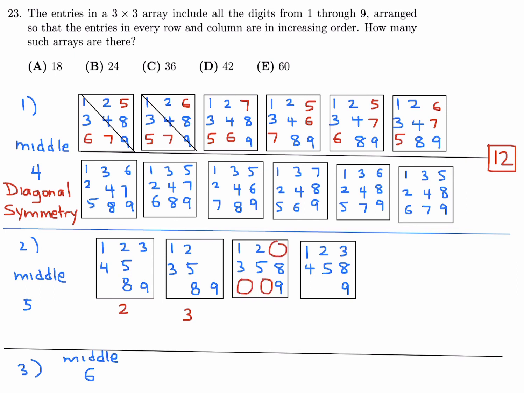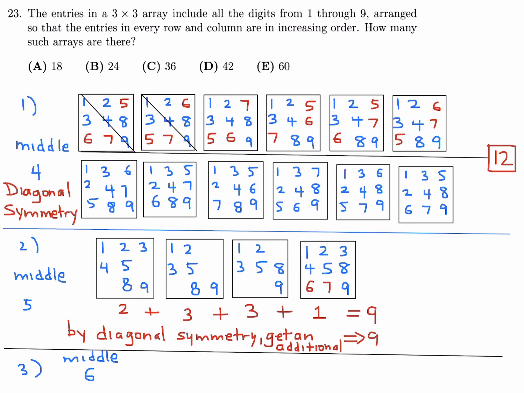Similarly, since there's 3 here, there's 3 ways of arranging the missing numbers. And here there's only 2, so there's 2 ways. Well, actually here it's a little tricky because there's only a 6 and a 7. So really there's only 1 way of doing that. So that's a little tricky, I think. So if you add these up, you get 1, 2, 3 plus 6, which is 9. And again, by diagonal symmetry, you will get an additional 9. So this scenario, you get 18.